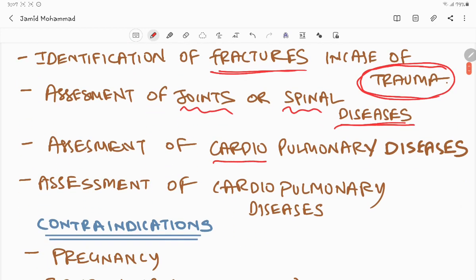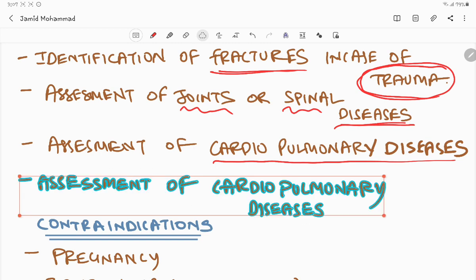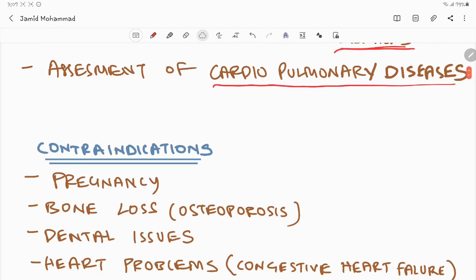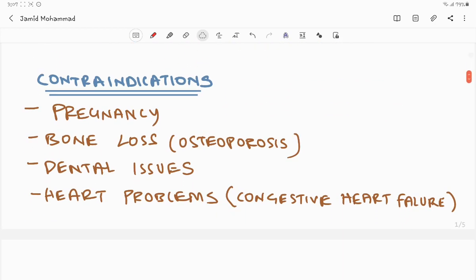And cardiopulmonary diseases are another indication for a medical practitioner to suggest you go for an X-ray. And coming to the contraindications, these are the conditions in which a medical practitioner is not supposed to advise or prescribe the patient to go for an X-ray.